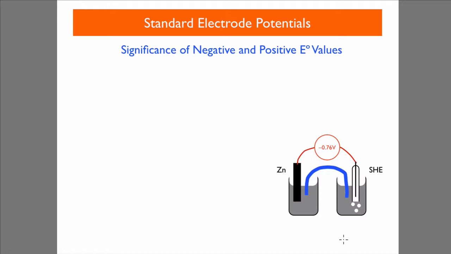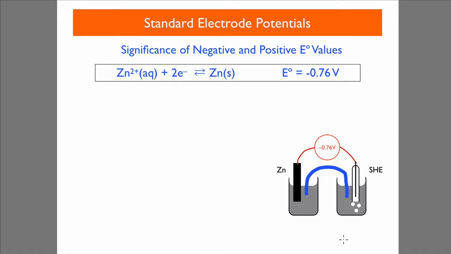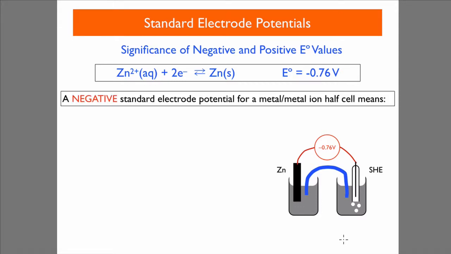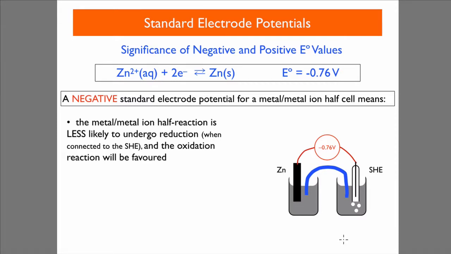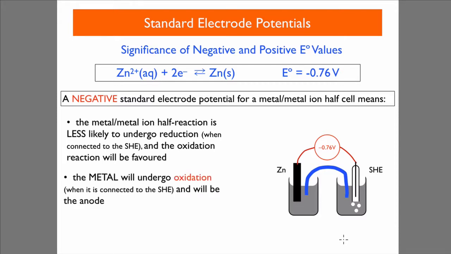The significance of negative and positive cell potential values. Let's have a look. We've got zinc here, which has a negative value. And a negative standard electrode potential for a metal ion half cell means that the metal ion half reaction is less likely to undergo reduction when connected to an SHE, and the oxidation reaction will be favoured. So the metal will undergo oxidation when connected to the SHE and will be the anode.